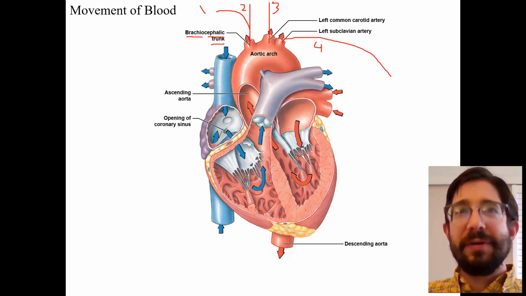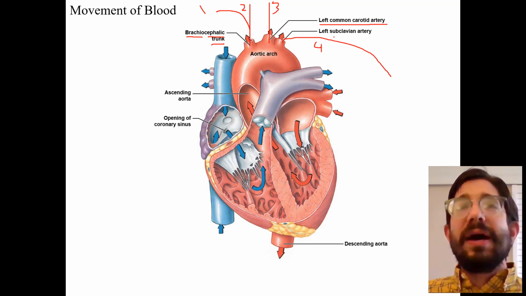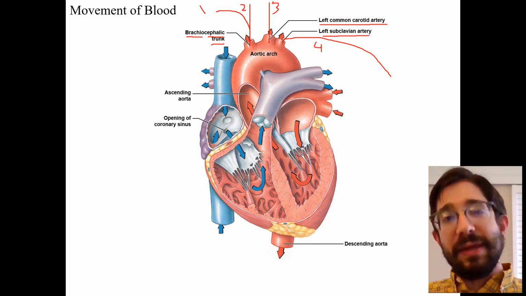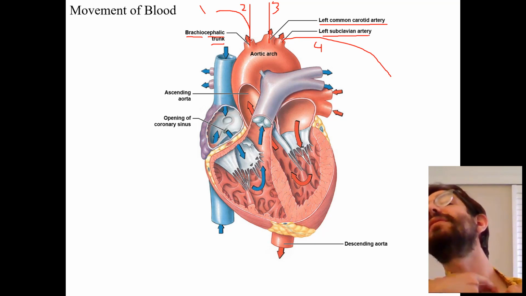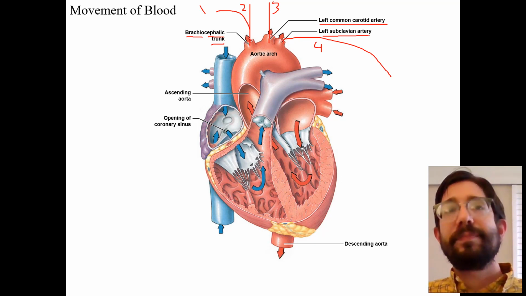On the left side of the aortic arch, the vessel that goes up to the head is called the left common carotid artery. So the carotid artery is something you can take a pulse on. The other is the left subclavian artery. Subclavian means under the clavicle. So somewhere down around underneath this clavicle is my left subclavian artery.